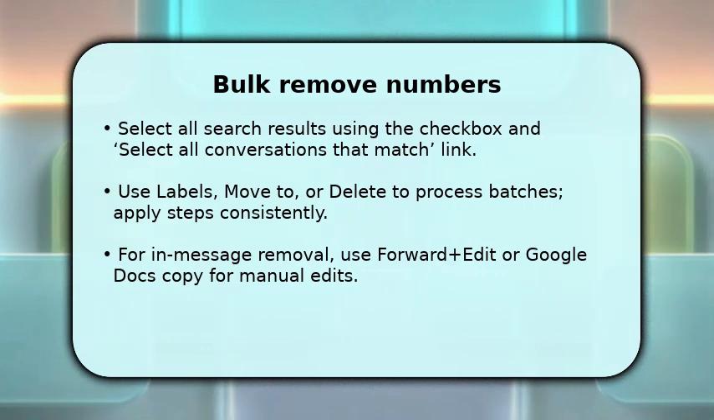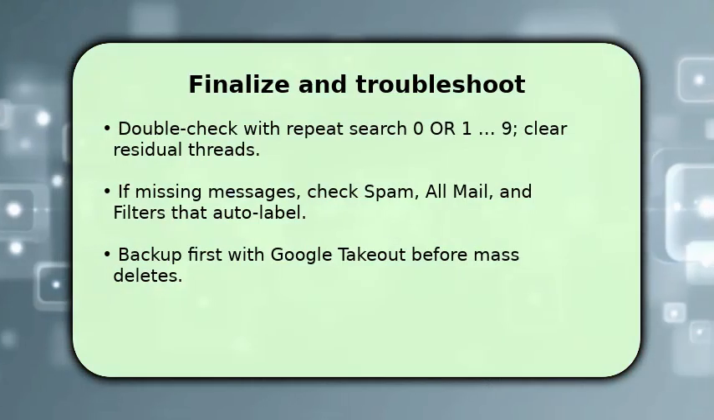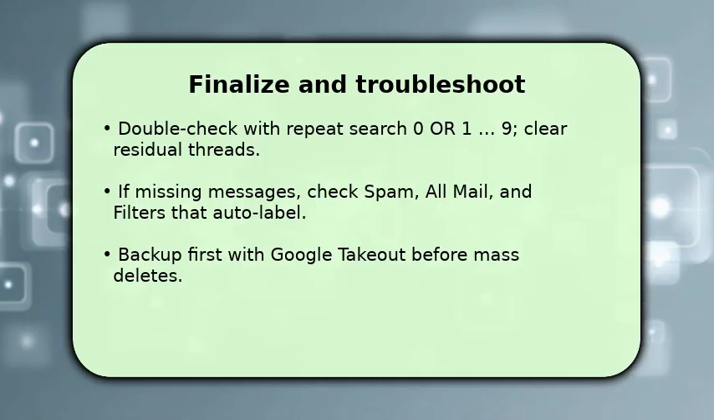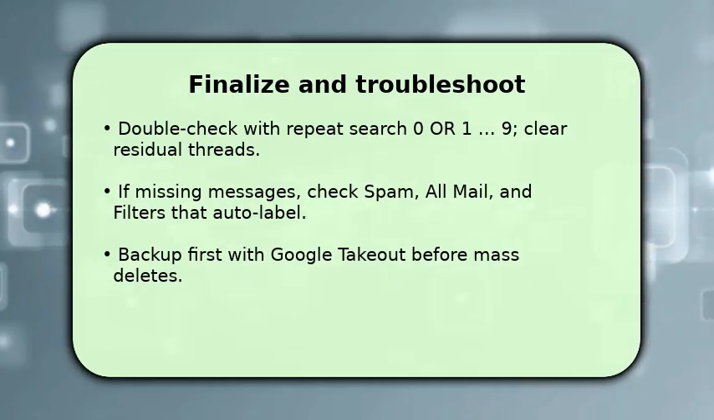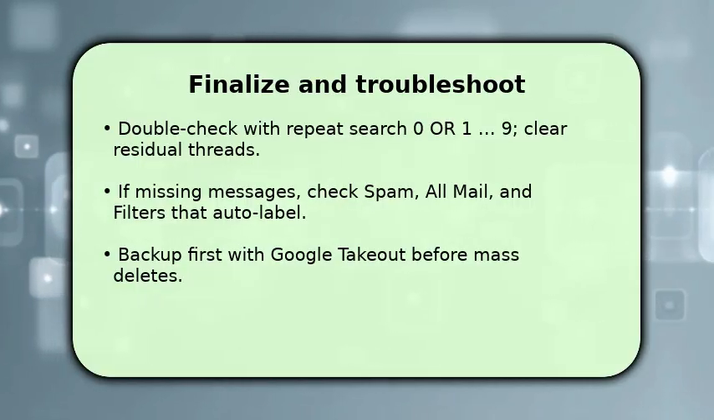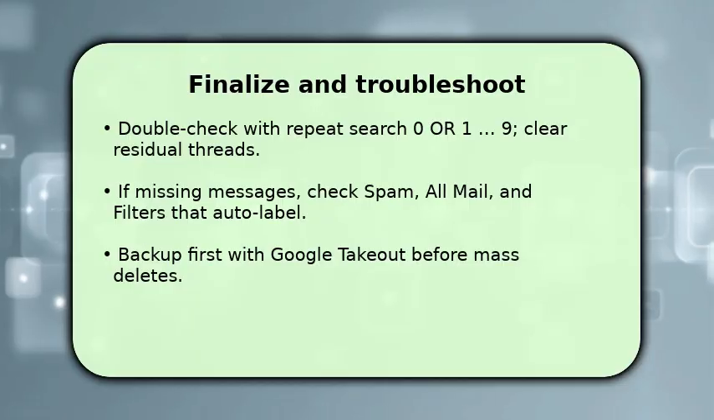This reduces manual repetition. To finish, run the same 0 or 1 or 2 or 9 search again to confirm no messages with digits remain. Make sure to repeat in all mail, spam, and any label folders because filters or archive rules can hide items.